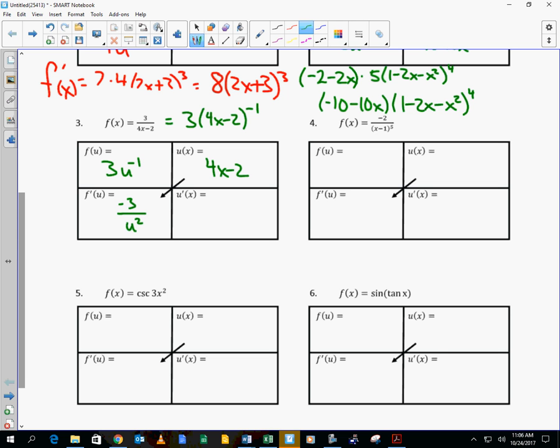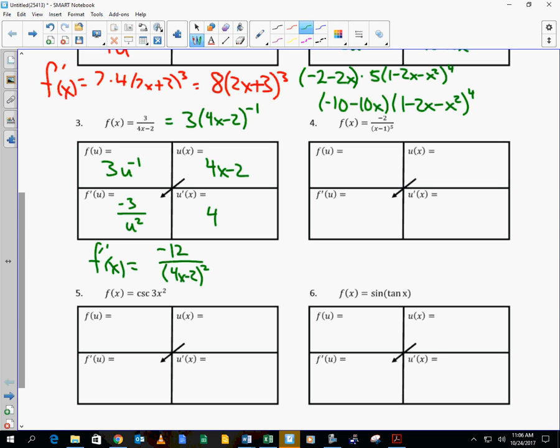Pause. What is the quotient rule? f prime g over what? Do you see how this comes up with the squared in the denominator? Just like the quotient rule did? Isn't that nice? There it is. What's the derivative of 4x minus 2? 4. Multiply them together and I get f prime of x is negative 12 over (4x minus 2) squared. Good. If you did the quotient rule, you come up with the same thing.